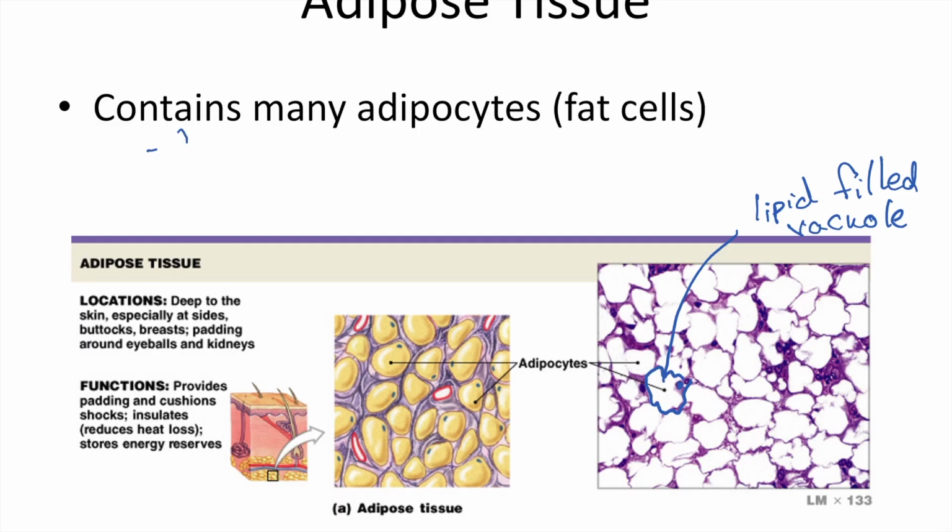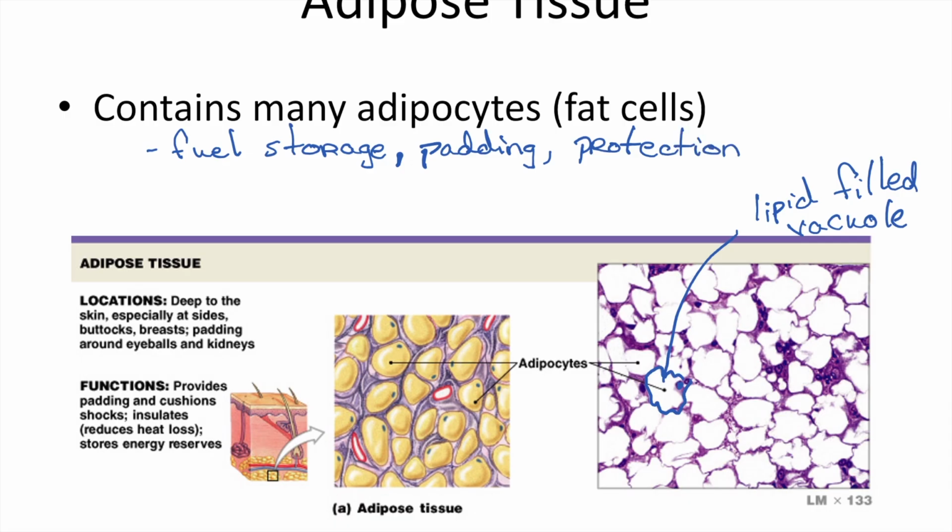Adipose tissue is your long-term fuel storage. It provides padding, protection, and insulation.